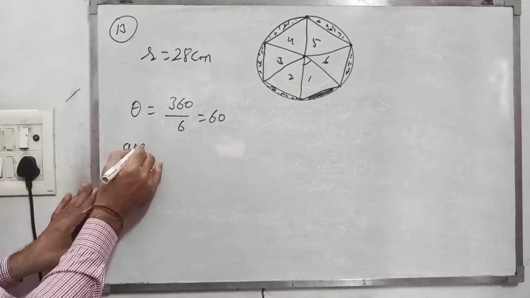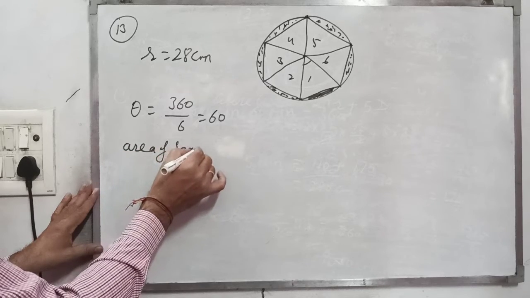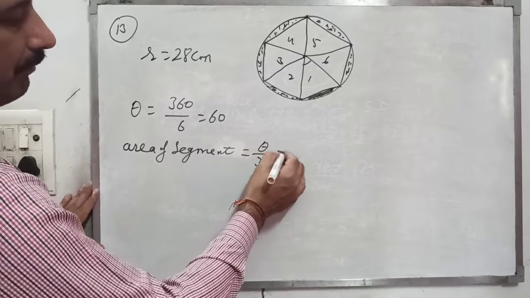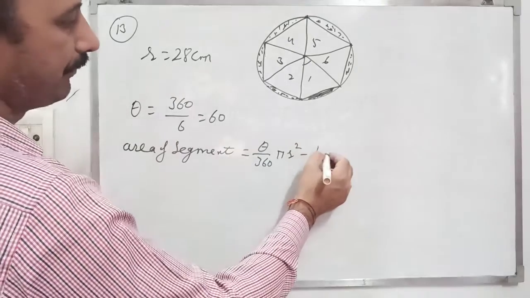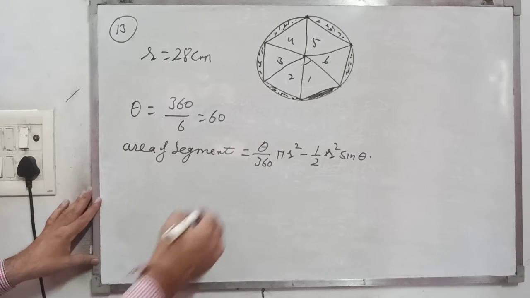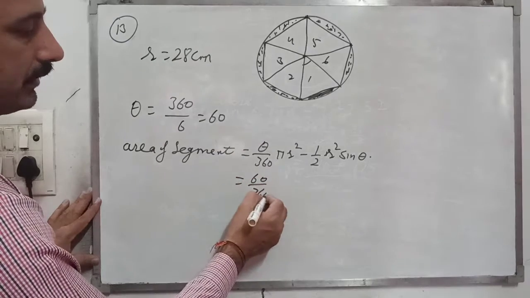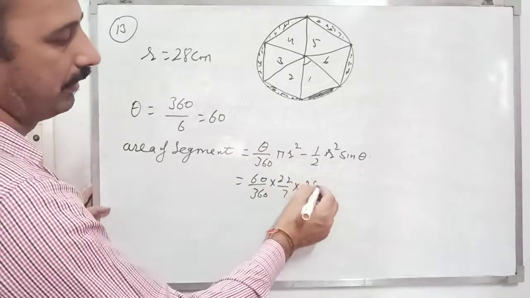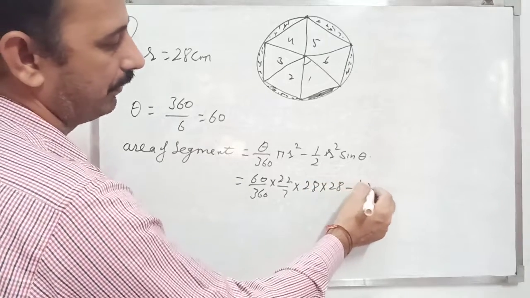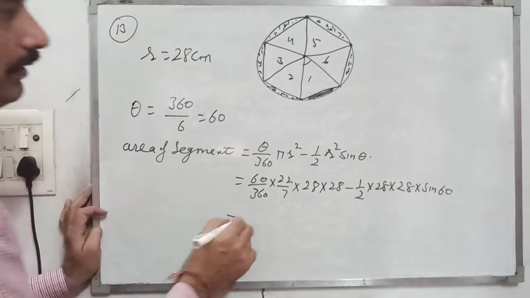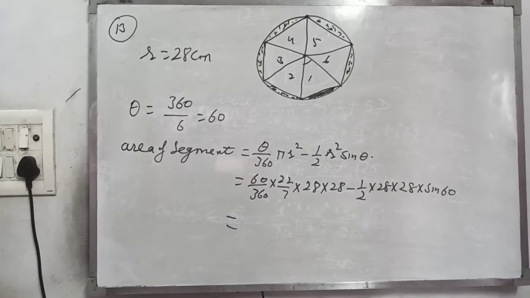So area of segment. It's a minor segment. That is theta upon 360 pi r square minus 1 upon 2 r square sine theta. So put in the values: theta is 60 upon 360, pi is 22 upon 7, r is 28 into 28, minus 1 upon 2, 28 into 28 and sine 60. So if we solve it, you find the area.